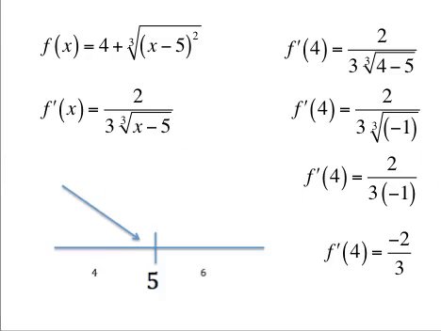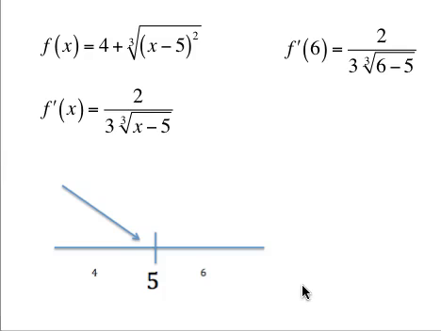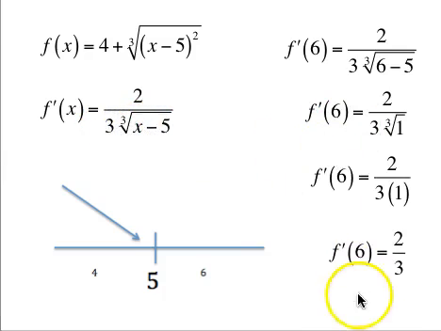And we draw that arrow in. Now choosing a number to the right of 5, I chose 6. That makes the arithmetic fairly easy. f prime of 6, plugging in 6 for x. 6 minus 5 is 1. Cube root of 1 is 1. 3 times 1 is 3. And you see how this is going to go. And we have f prime of 6 is positive 2/3. So that will be increasing there.